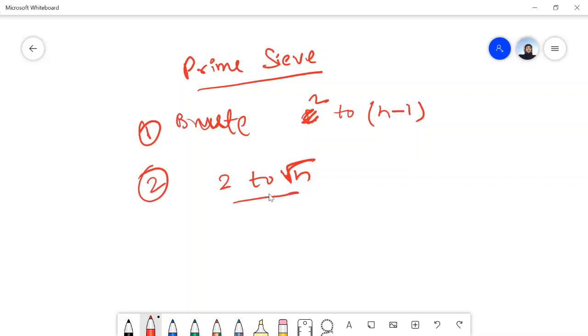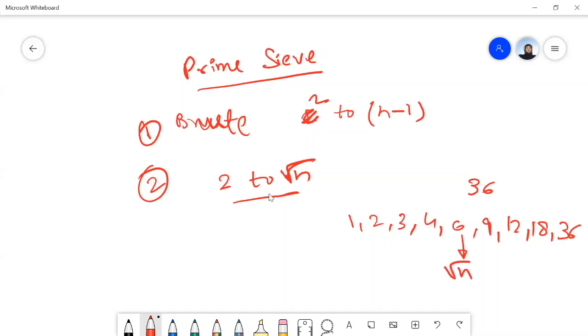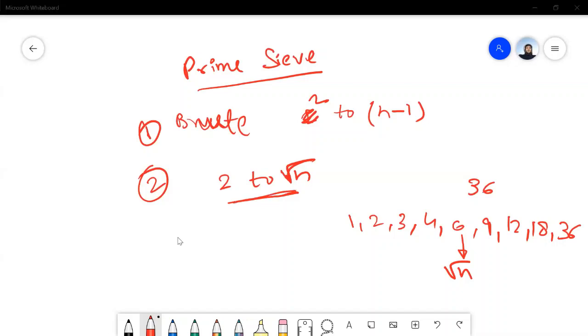Okay, so I'll discuss the optimization process one by one. The better way is if we iterate over the loop from 2 to root of n, then also we can find out whether it's a prime number or not. Why am I saying 2 to root of n? Suppose you have a number 36, and for 36 the factors are 1, 2, 3, 4, 6, 9, 12, 18, and 36. And this is root of n. So if I iterate from 2 to root of n, then also we can find out whether the number is prime or not.